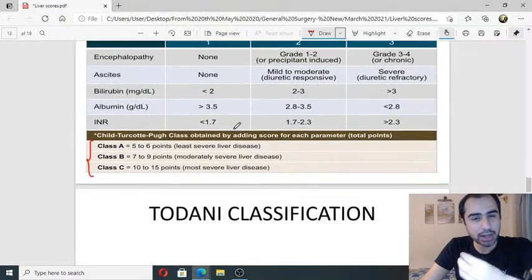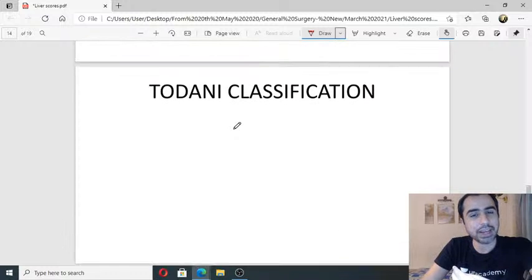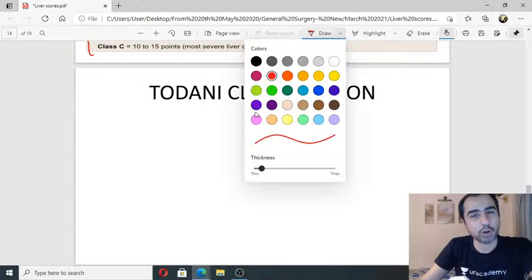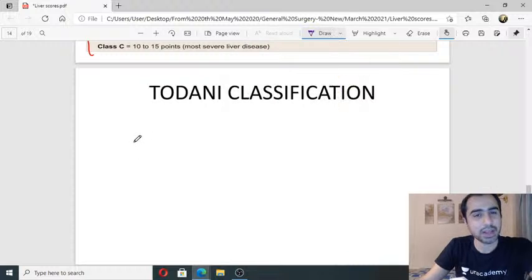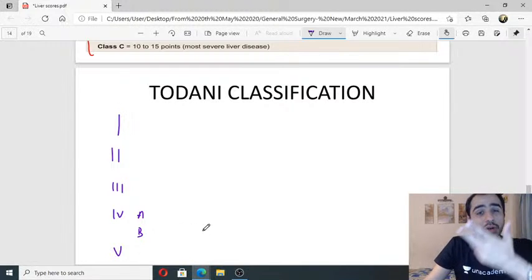Now coming to another classification called Todani classification, which a lot of us feel we know, but I will give you a simple, very easy trick to remember Todani classification. Todani, of course you need to know, has 1, 2, 3, 4, 5, and in 4 there is A and B, and 5. ये तो सबको पता है. Correct. Now what is 1, what is 2?